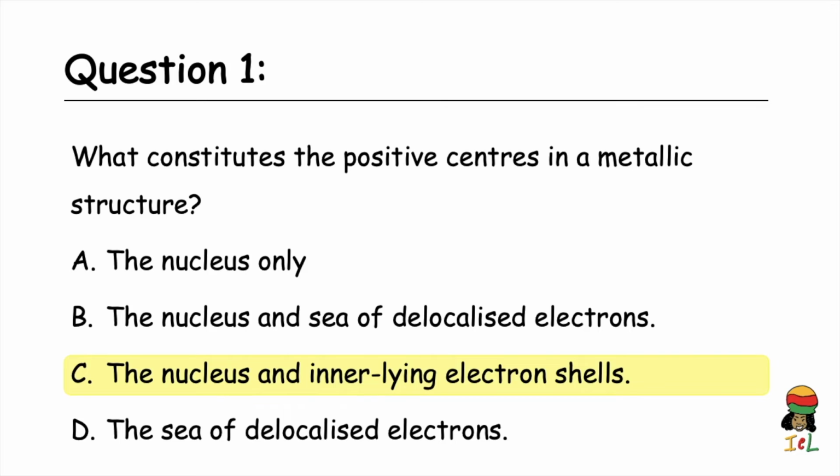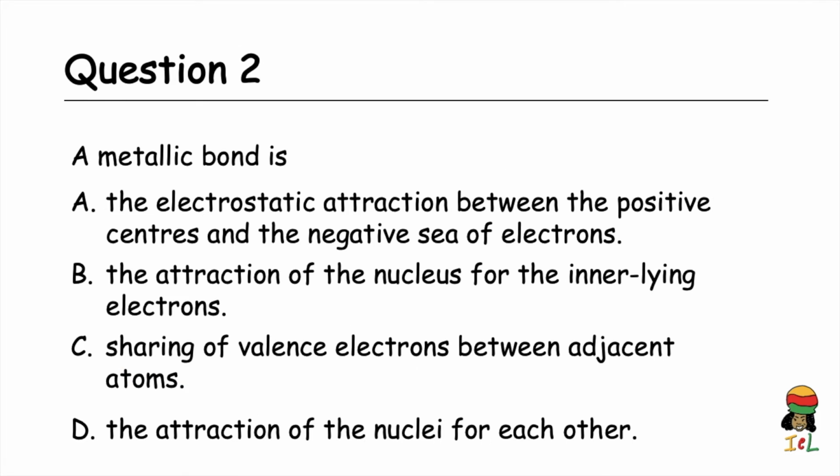The answer is C. The positive centers in a metallic structure includes the nucleus and the inner lying electron shells. Question 2. Complete the sentence. A metallic bond is A. The electrostatic attraction between the positive centers and the negative sea of electrons. B. The attraction of the nucleus for the inner lying electrons. C. Sharing of valence electrons between adjacent atoms. D. The attraction of the nuclei for each other.